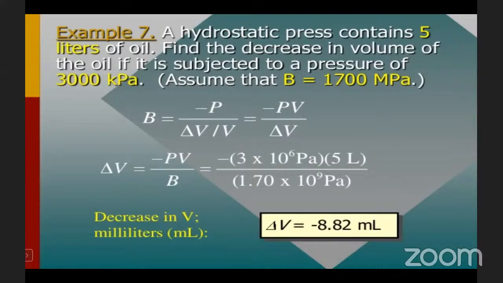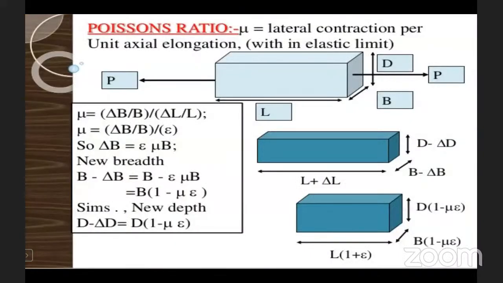Okay, the next one, very, very important: Poisson ratio. The lateral contraction per unit axial elongation is called Poisson ratio, within the elastic limit. So now see here, mu equals del B by B by del L by L, taking the elasticity E, that means the change of length by the original length. Okay, so del B equals E into mu B.